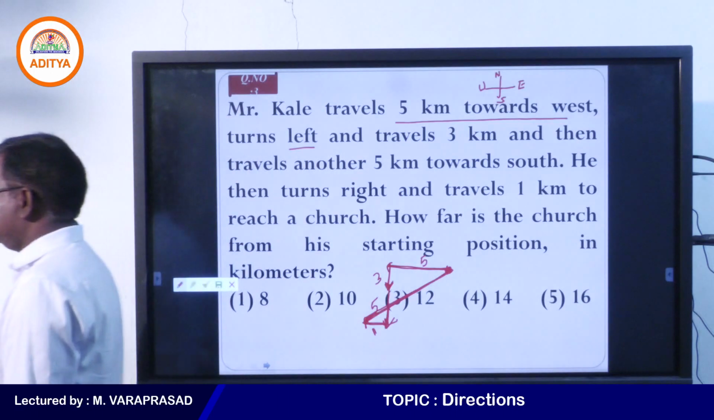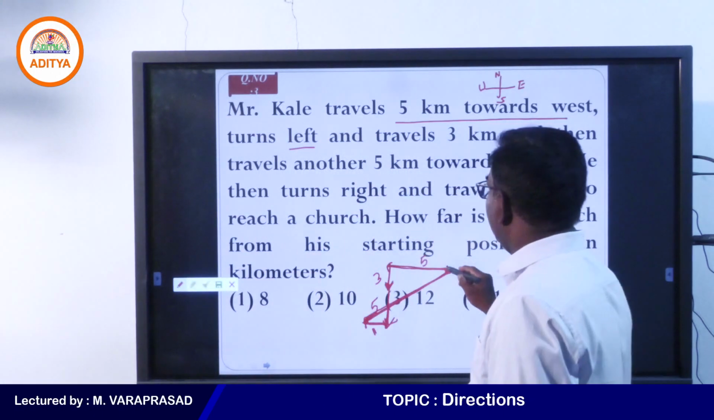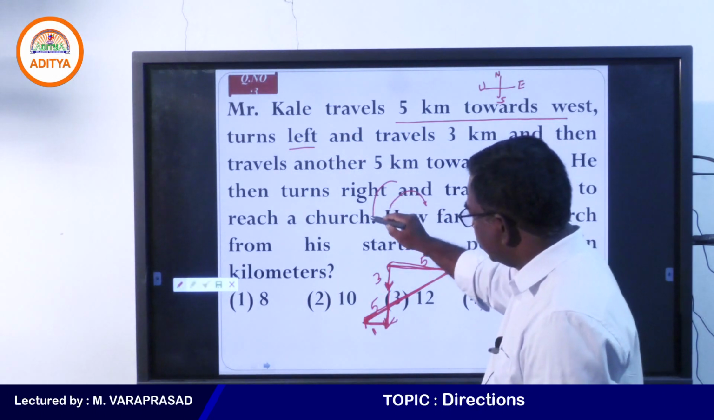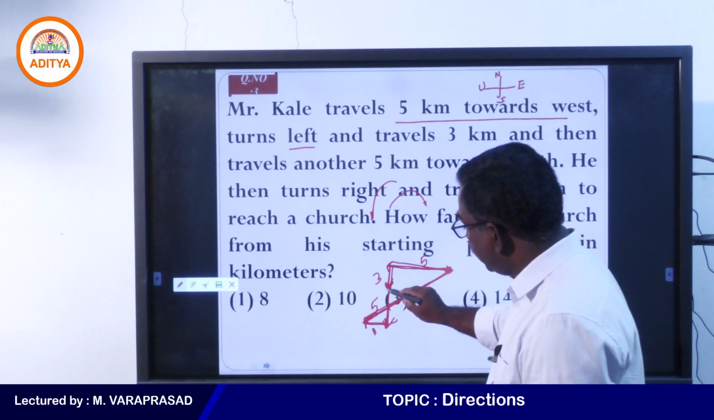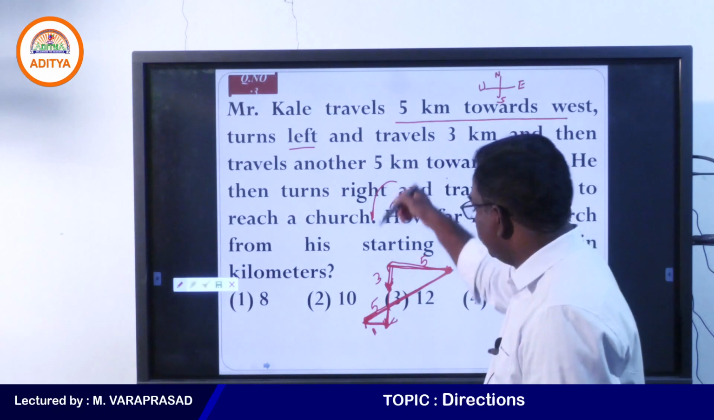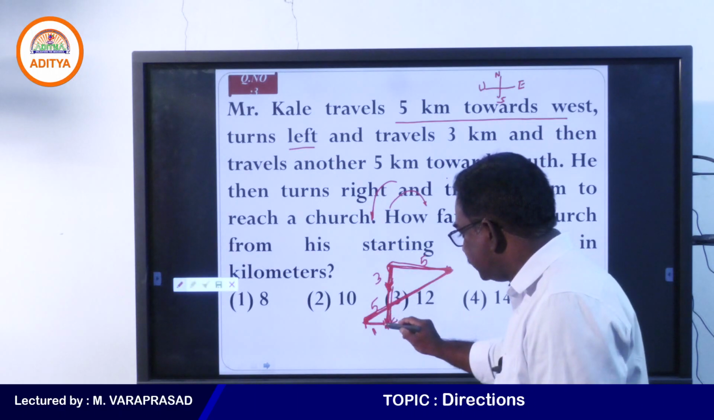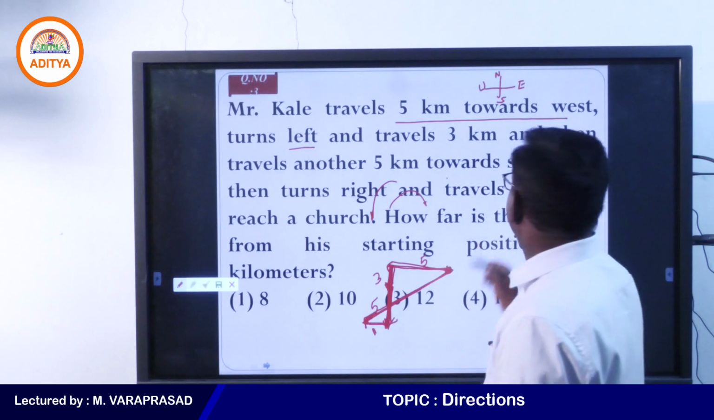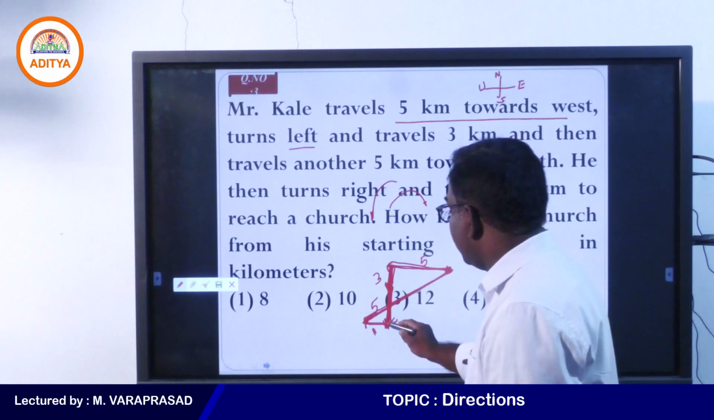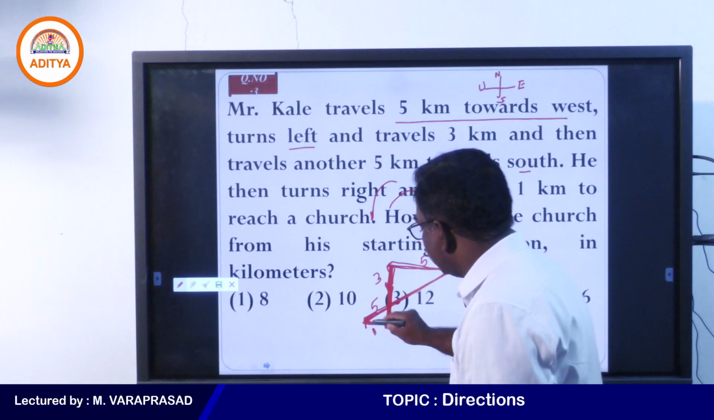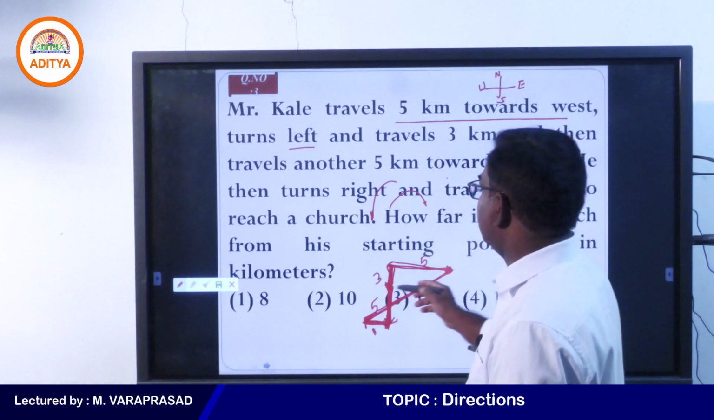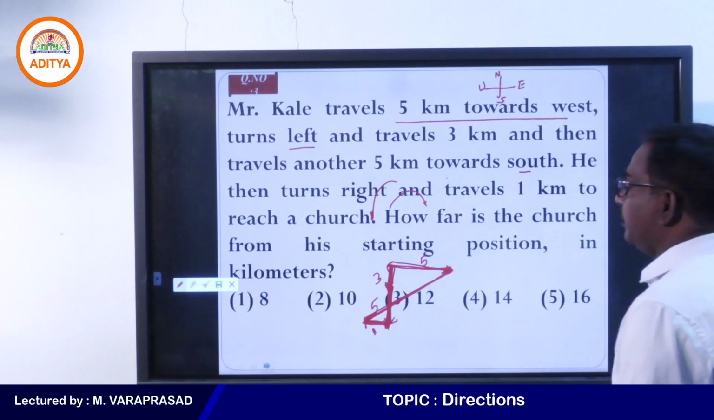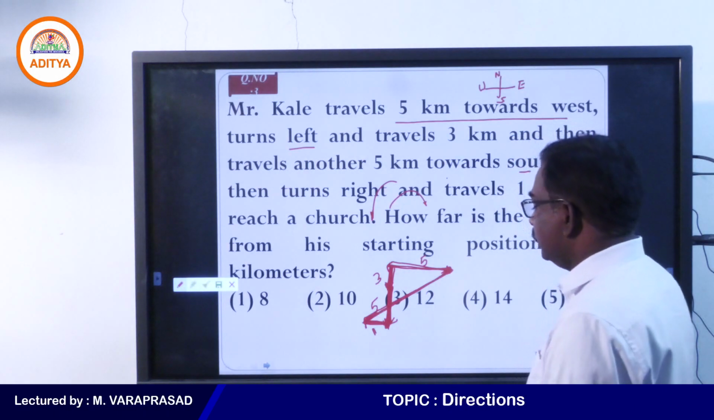See, towards west 5 kilometers. From there, turn left, meaning anti-clockwise. This is clockwise and this is anti-clockwise, 3 kilometers. From there again to south, 5 kilometers, south means down, again 5 kilometers. So totally this is 8 kilometers. Then he turns right, meaning clockwise, and travels 1 kilometer. How far is the church from the starting point? The distance is being asked. Many have written 10 here.